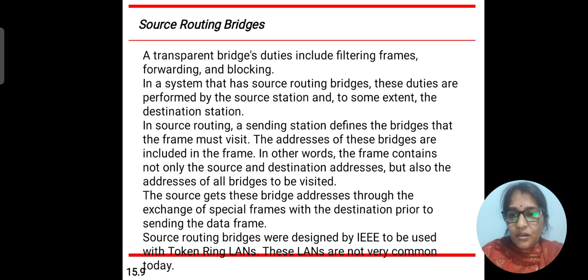Source routing bridges were designed by IEEE to be used with token ring LANs. These LANs are not common today.